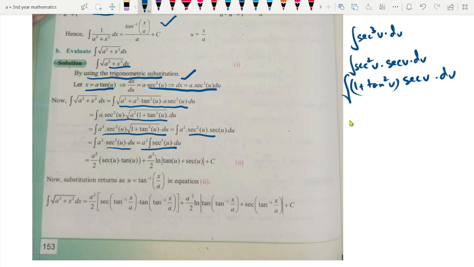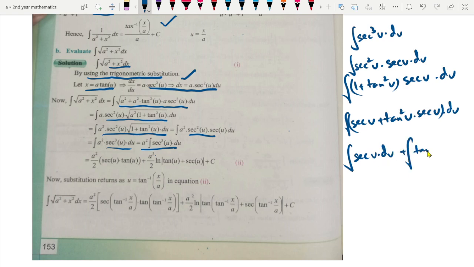Okay, so this is equal to secant of u plus tan square u secant of u du. Now take the integral of both of these two, integral of secant of u du plus integral of tan square u secant u du. When you take the integral of this one, you will get this one.